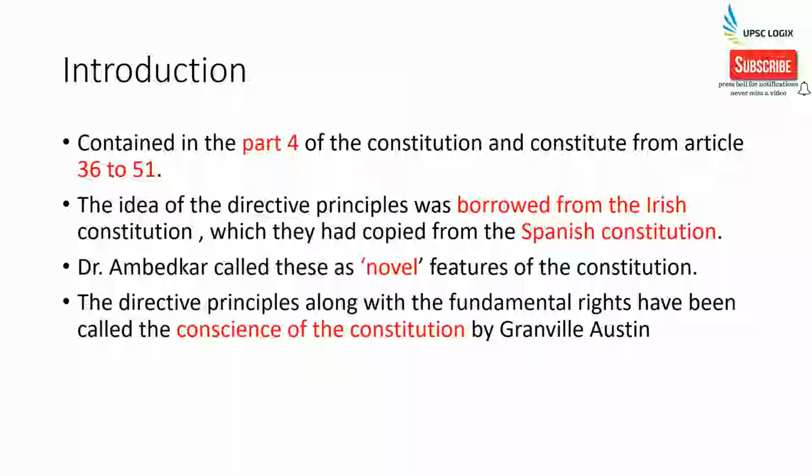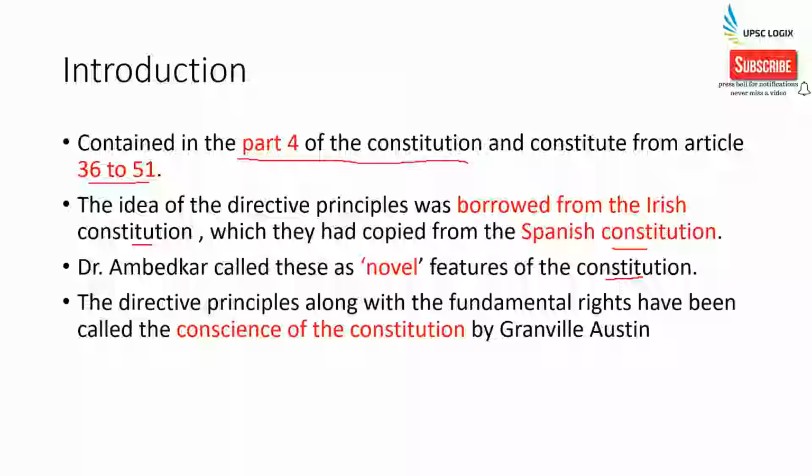Let us have a look at the introduction. These are contained in Part 4 of the Constitution, which constitute Articles 36 to 51. The idea of the directive principles was borrowed from the Irish Constitution of 1937, and they had again copied it from the Spanish Constitution. Dr. B.R. Ambedkar called these novel features of the Constitution.